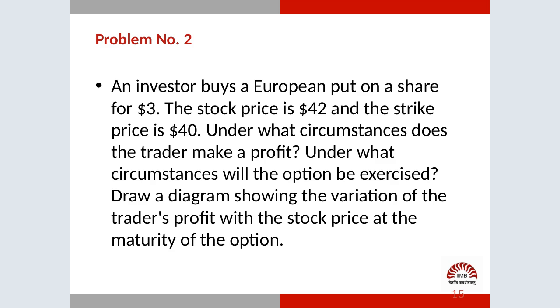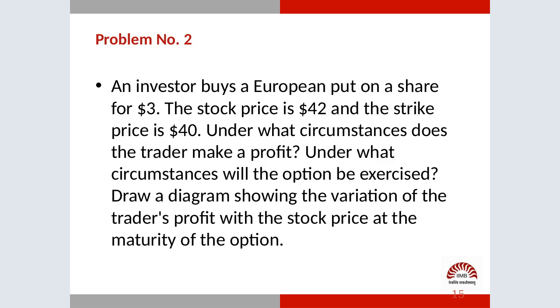So it's a put option. Currently the stock price is 42, the strike price is 40. So obviously he is not going to exercise it now. He will exercise it if the stock price goes below 40, right? But he has paid a premium of $3. So he will make a profit only if the price goes below 40 by $3. So if the price is 37 or lower.